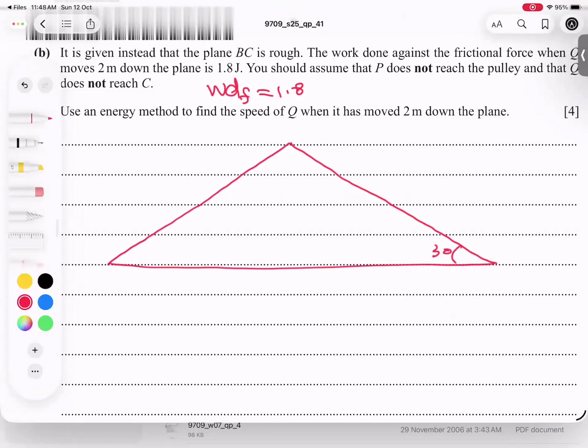Here 30, here theta, and the pulley is here. So what will happen, students? The particle here will move up, and this is a string. This particle here will move 2 meters downwards. Okay, this mass is 0.6 and this mass is 0.3.